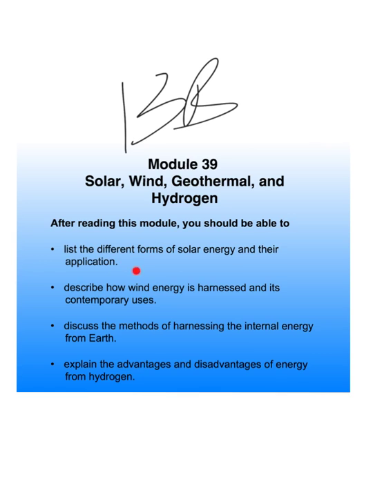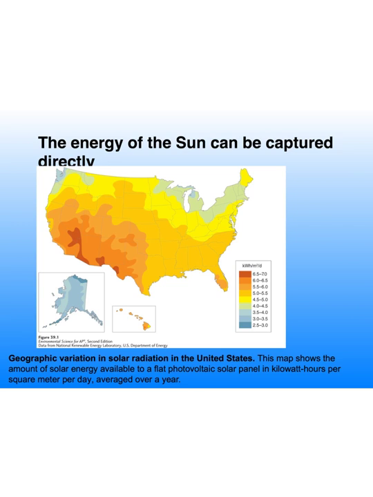passive and active here. We're going to talk about how to harness it by different types of peoples, whether they're in countries that are similar to ours or countries that are considerably less industrialized. We're going to look at how different people are able to harness things like wind and solar and geothermal. And then we're going to look at the advantages and disadvantages of hydrogen fuel cells.